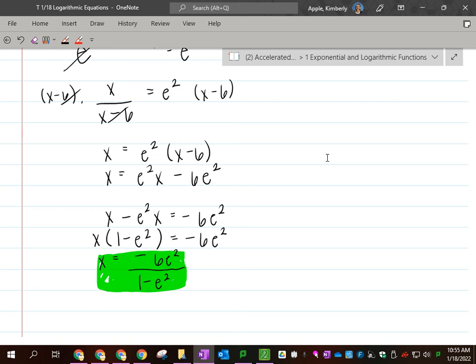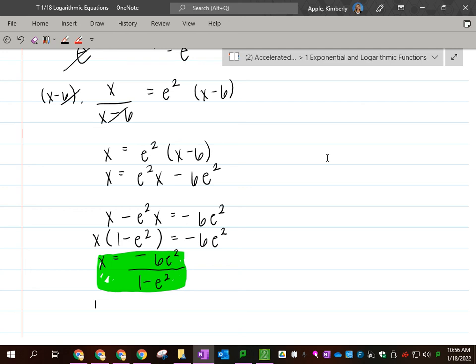I'm confused about the step from x equals e squared x minus 6e squared to the next step. I subtracted this from both sides, because I want this x over here with this one. Okay. Better? Okay, good. I want it over here, so that's the only way I can move it.